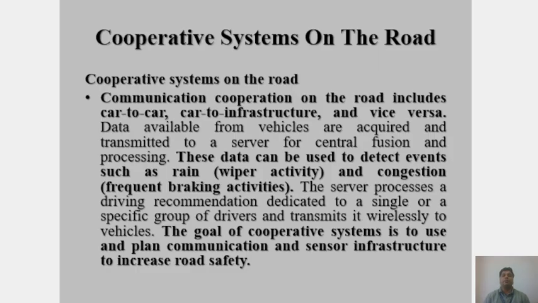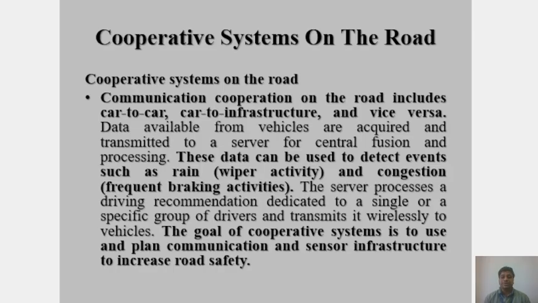Next, let us see what cooperative systems on the road are. Basically, a cooperative system is where we are able to incorporate a connection between different parameters on the road. It includes car to car, that is V2V, vehicle to vehicle, and car to infrastructure, that is V2I, vehicle to infrastructure, and vice versa. So we are able to generate communication between different parameters on the road. The data available from these vehicles is acquired and transmitted to a server for central fusion and processing. These data can be used to detect events such as rain and congestion.